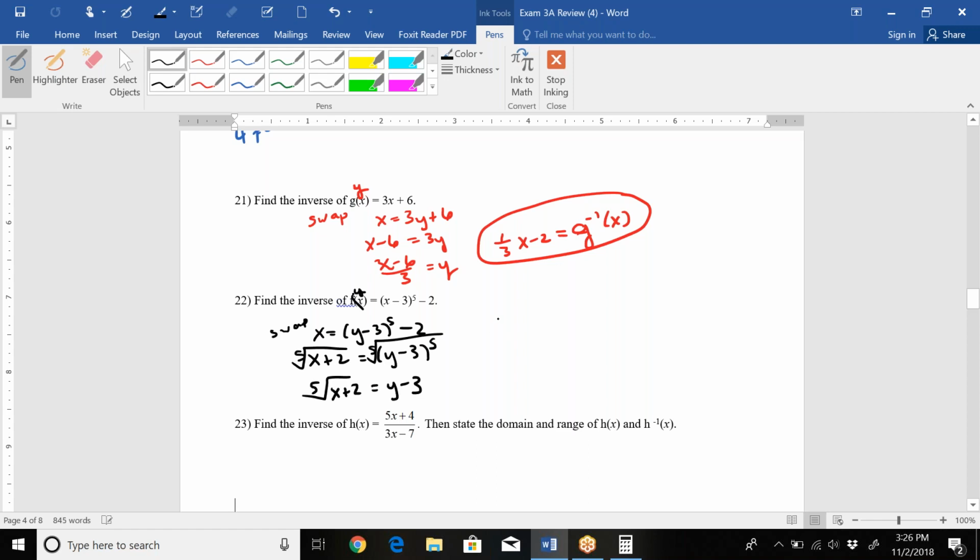And I'll need to add over the 3. So I get y equals the 5th root of x plus 2, and then notice the plus 3 is not under the root. It is added after we took the root. So this would be f inverse of x.